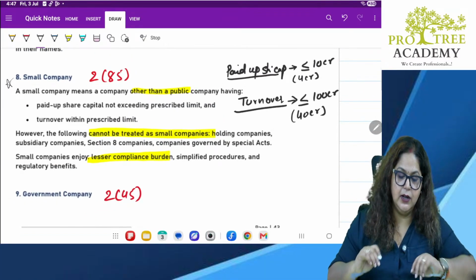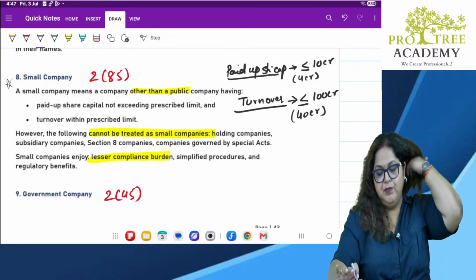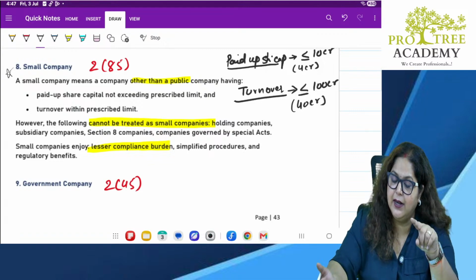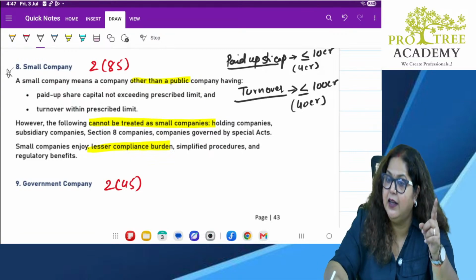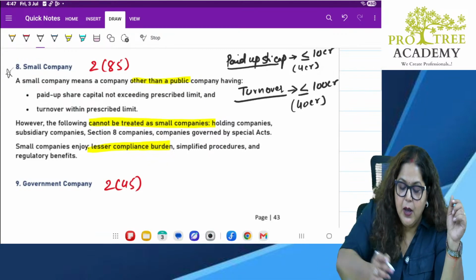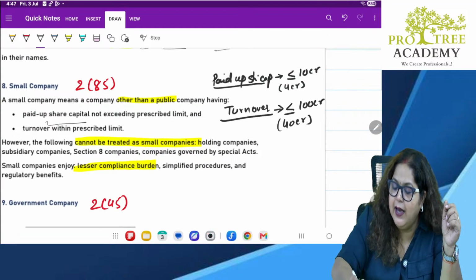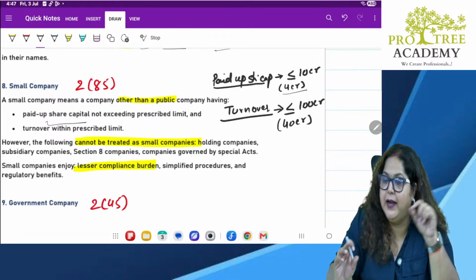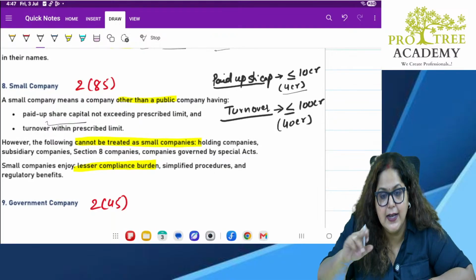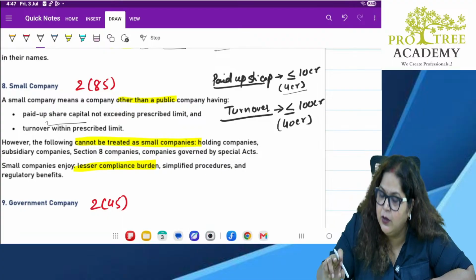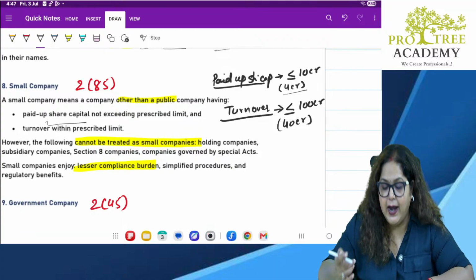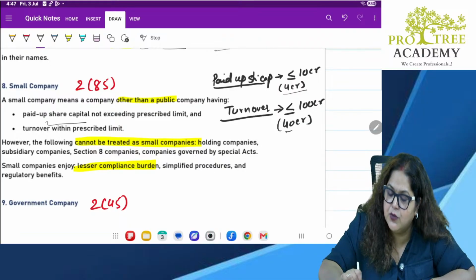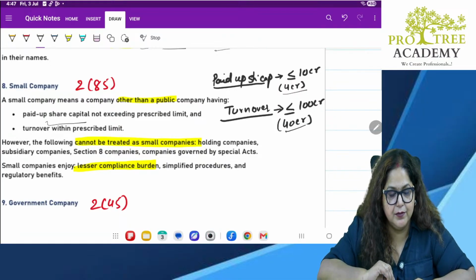See, guys, small company, there are some amendments in the paid up share capital and turnover. A small company means a company other than a public company, having paid up share capital of less than or equal to 10 crore. Earlier it was 4 crore. And the turnover, guys, less than or equal to 100 crore. Earlier it was 40 crore. Okay?